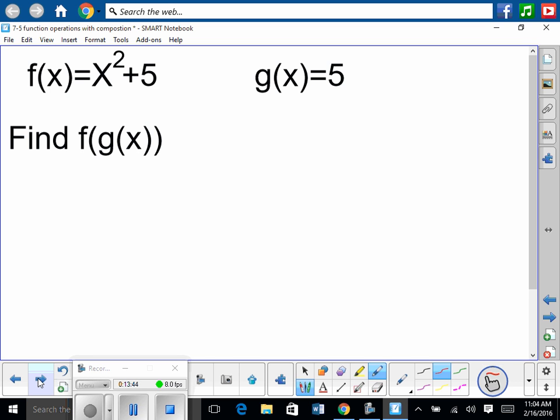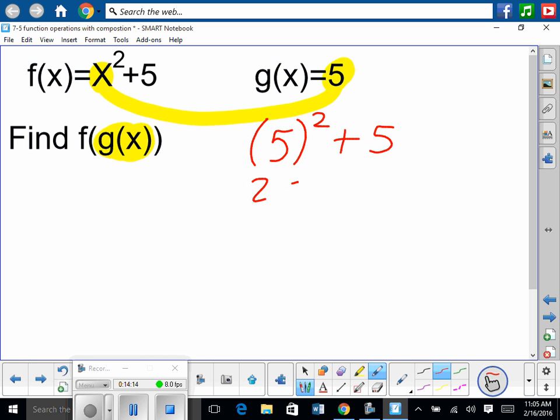Okay, given these two functions, we're finding f of g of x. So once again, you got to look in your parentheses. We're substituting in g of x in for x into f, right? Wherever there's an x. So I'm substituting in g of x, which is 5, for x. When we make a substitution, it replaces it, right? Okay, so we're going to have 5 squared, because we're substituting that in, plus 5. Questions on where the substitution was made? So that's 25 plus 5 in this problem, which is 30.